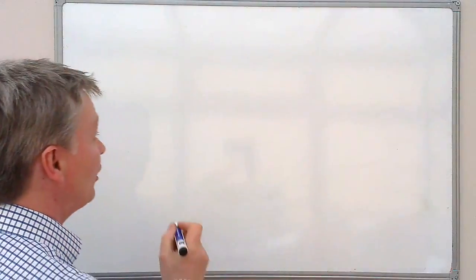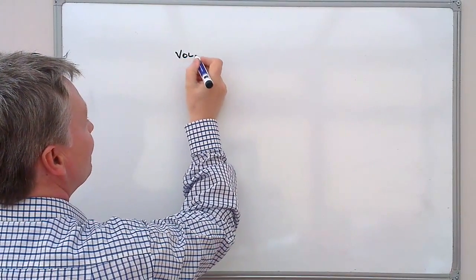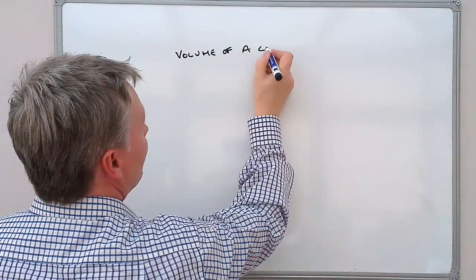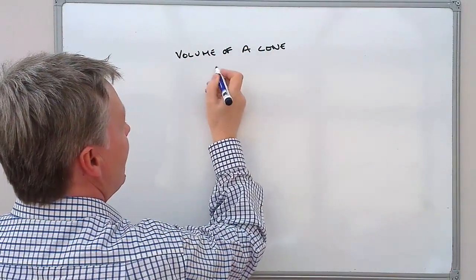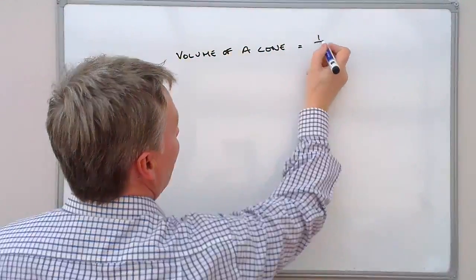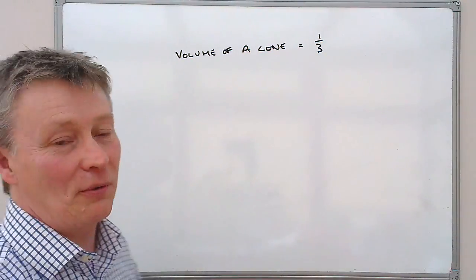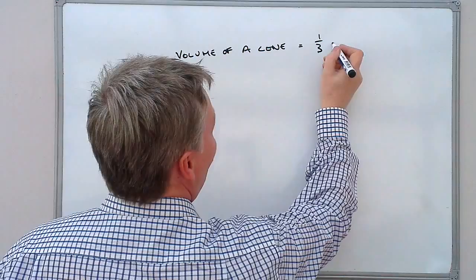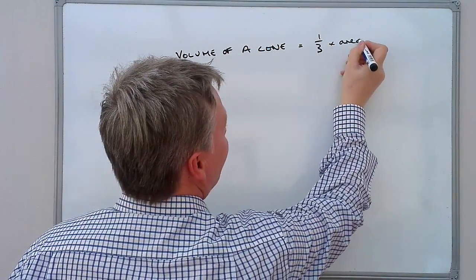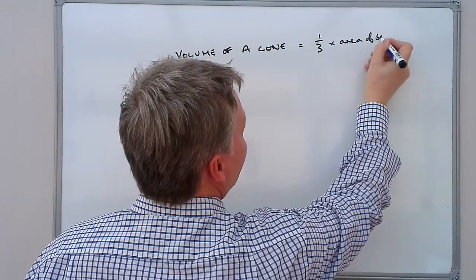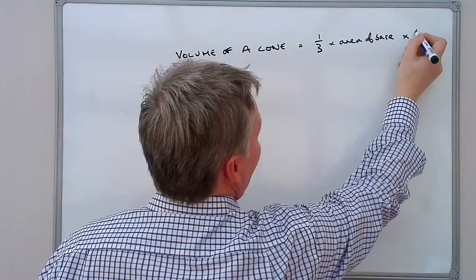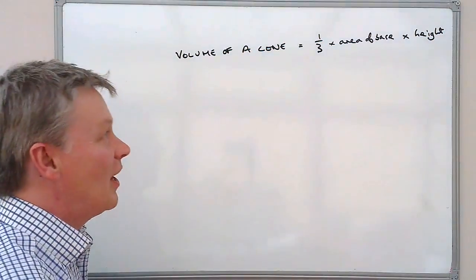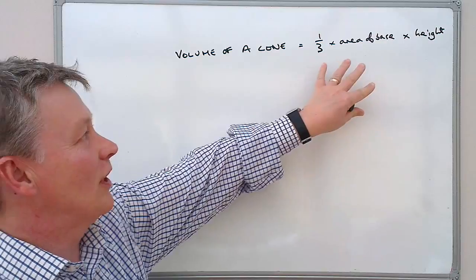Okay, so the formula for the volume of a cone is 1/3 times the area of the base times the height. Okay, now a couple of things with this.